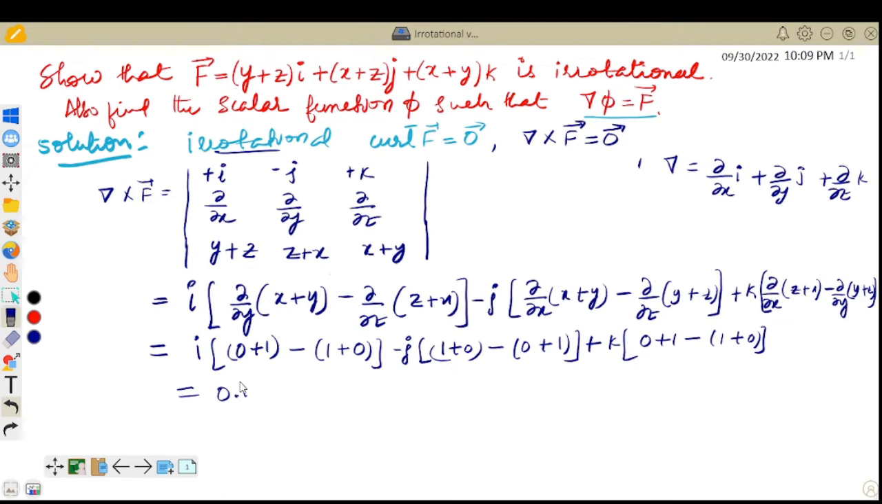This is 0 into i, again 1 minus 1 is 0, plus 0 into j, here also 1 minus 1 is 0 into k. So this is 0 i plus 0 j plus 0 k, which is the same as the 0 vector. So what is your conclusion? Conclusion is you have got del cross f equal to 0 vector, or curl f is equal to 0 vector. It shows that vector f is irrotational.